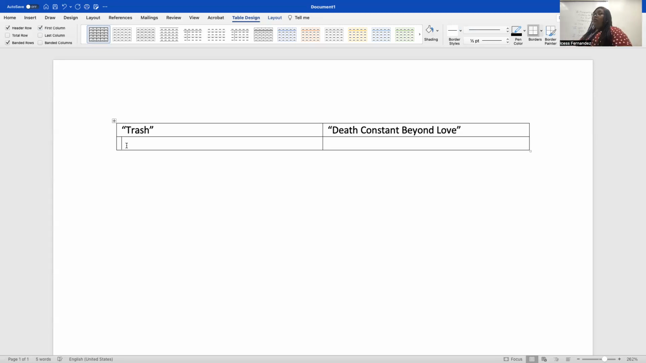So what I don't want to see is, there are two main characters in Trash, the narrator and Miss Emily. They both are traumatized. And then there was like a husband, and he's a secondary character. That's not what I want to see. I want to see a little bit more in depth.